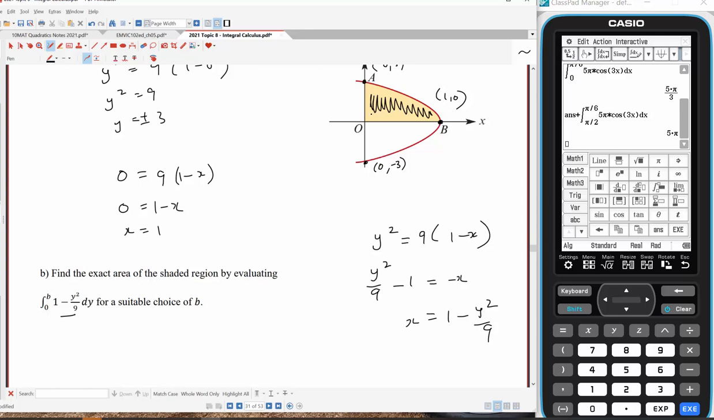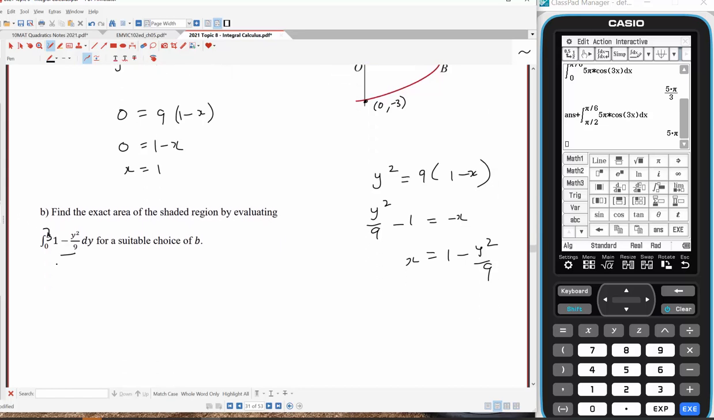So what I'm essentially going to do then is integrate that, okay? But for the value of b, what I want to do is find out the area from there to there on the y-axis. So the suitable value for b is going to be 3. All right, so let's do it.